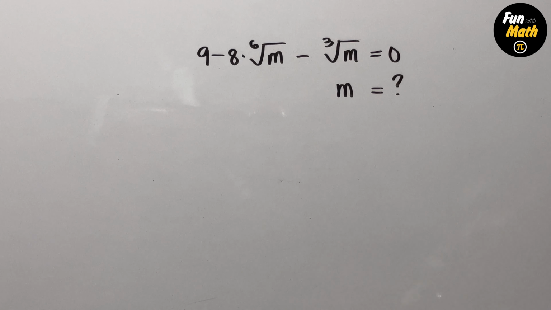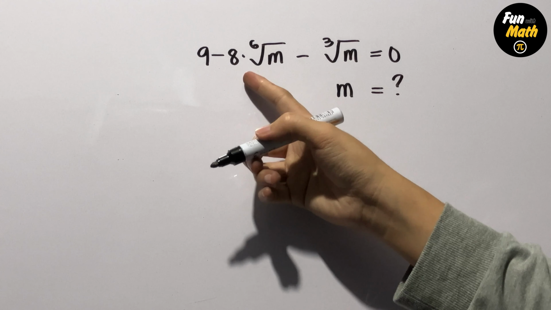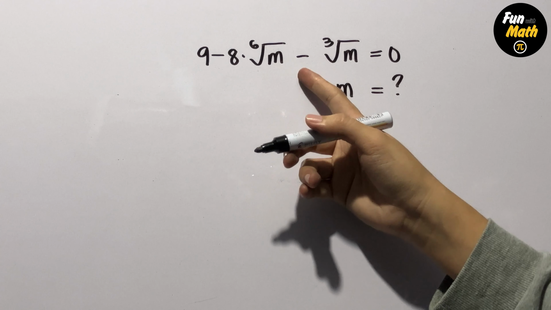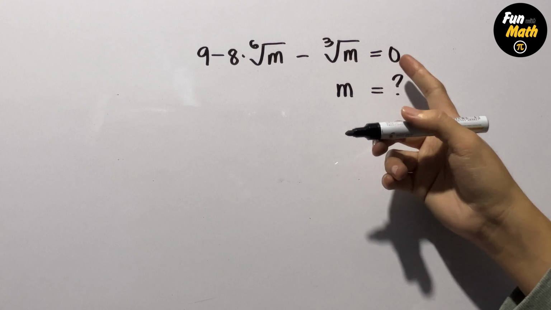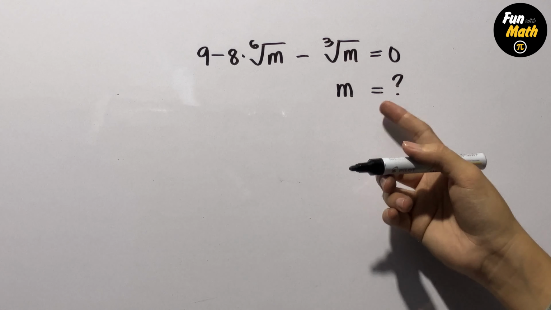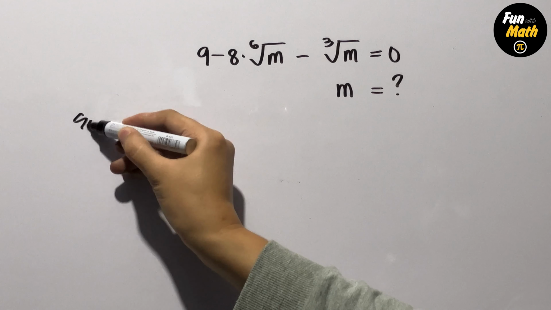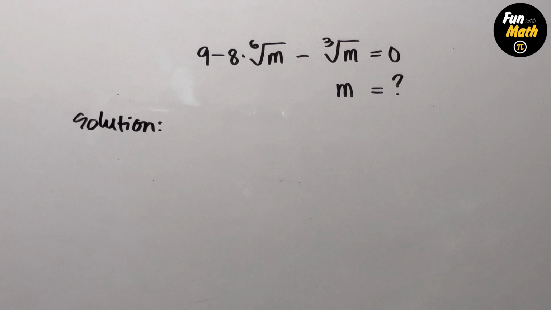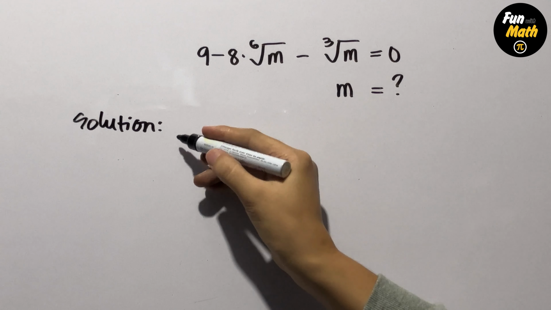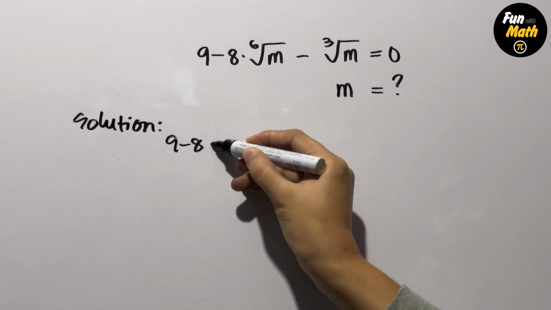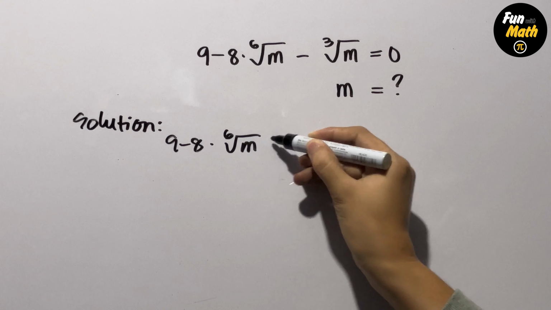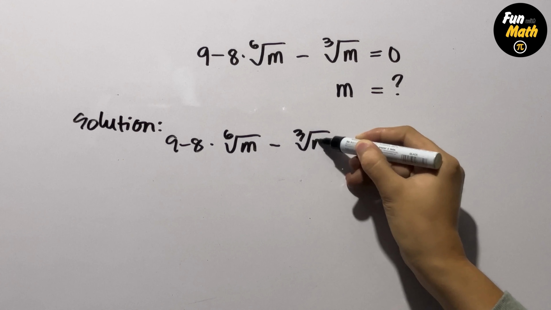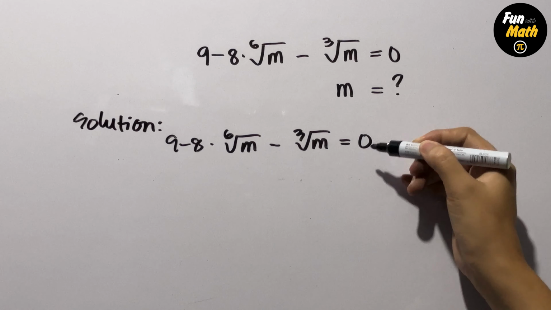Here's another problem. 9 minus 8 times the 6th root of m minus the cube root of m equals 0. What is m? So here's the solution. First, let's bring down the given equation. 9 minus 8 times the 6th root of m minus the cube root of m equals 0.